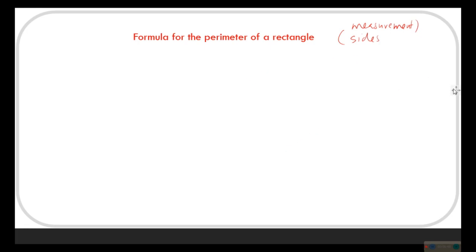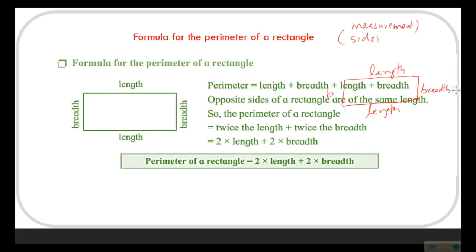That means if it is a rectangle, we know that, I am just drawing roughly. Please bear with me. A rectangle will have its length over here and breadth over here, and we also know that opposite breadths will be equal and opposite lengths will be equal. So whenever we think about calculating the perimeter of a rectangle, we should know that length and breadth addition will come. 2 times length and 2 times breadth will come. So the formula becomes 2 into length plus 2 into breadth.